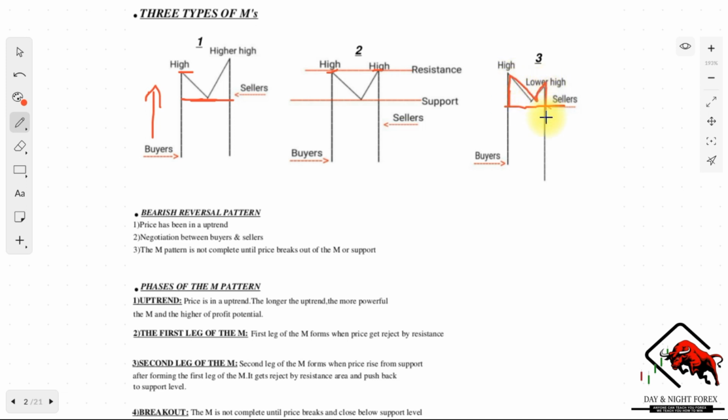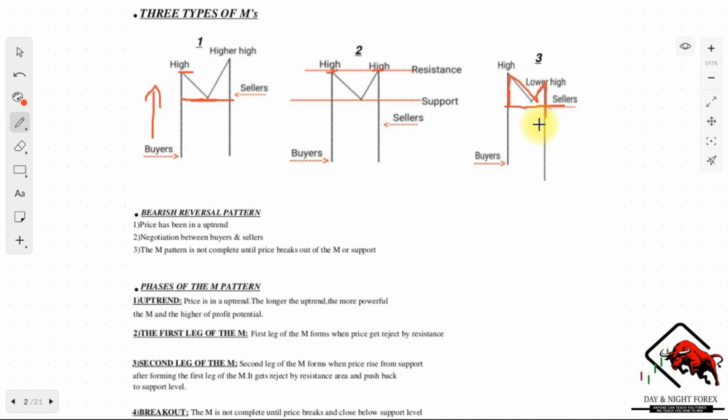As you can see, it still looks like an M. Remember, we said you cannot be looking for picture perfect patterns when it comes to these market patterns, right? Because the market doesn't move following these patterns or make them very clear for us, but it's for us to spot them so that we can understand what the market is trying to do, what the market is saying to us.